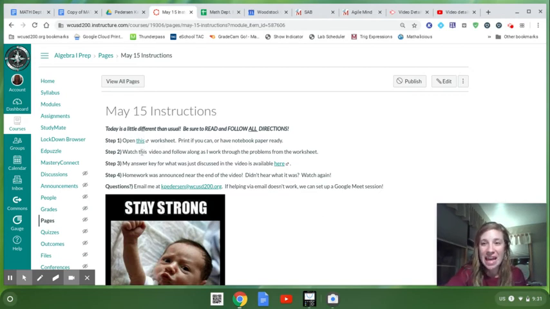There's a worksheet for today. If you don't have a printer, totally okay. I don't either. Just grab a piece of paper. You can write on that piece of paper. Just open that worksheet so you can follow along.